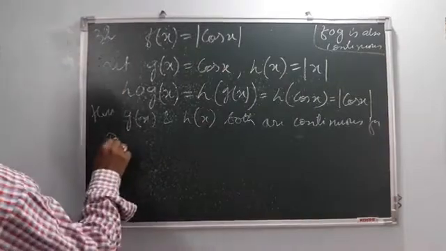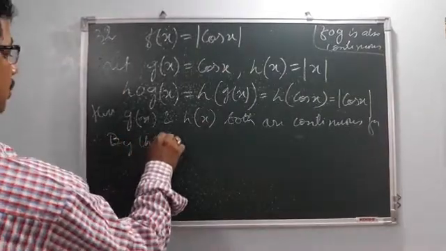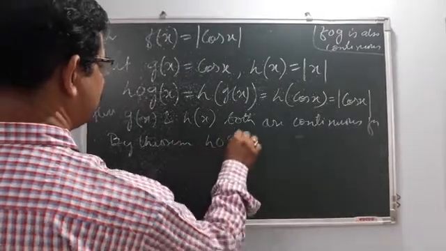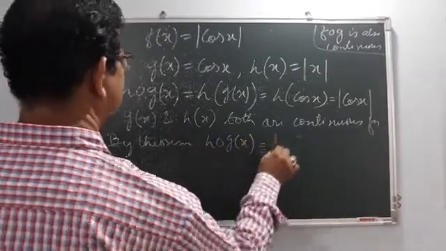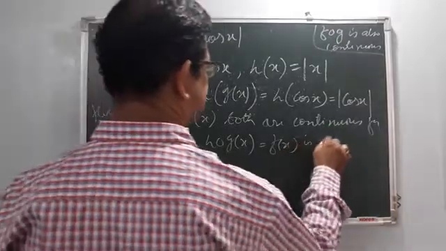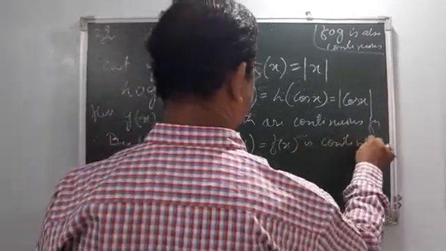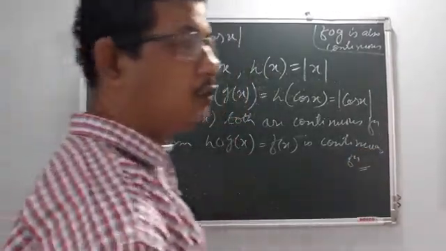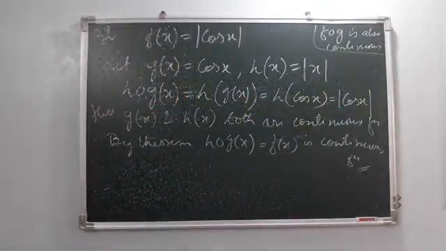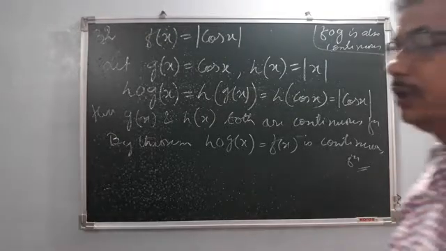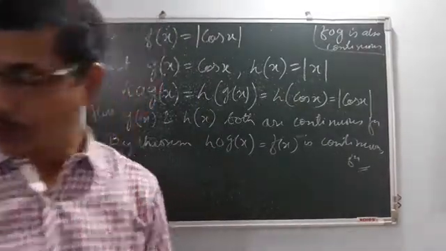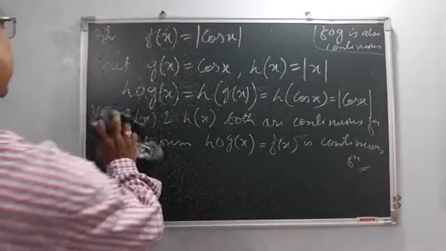So by the theorem we are using again, the composition of these two functions, that is f(x), is continuous. We have already said that if two functions are continuous, then their composition is also continuous. That formula we are using again and again.